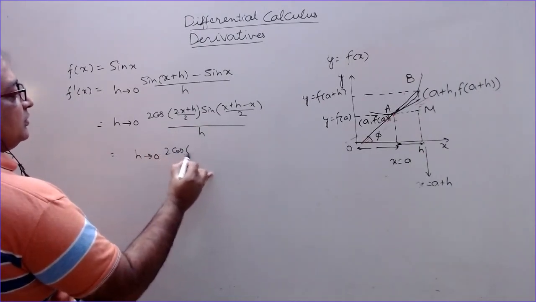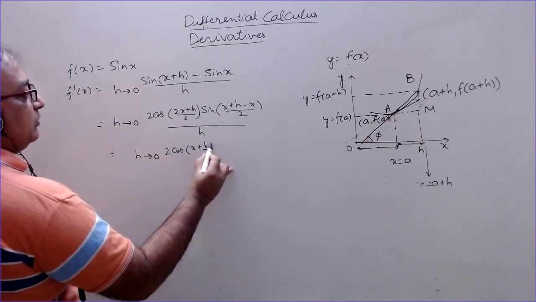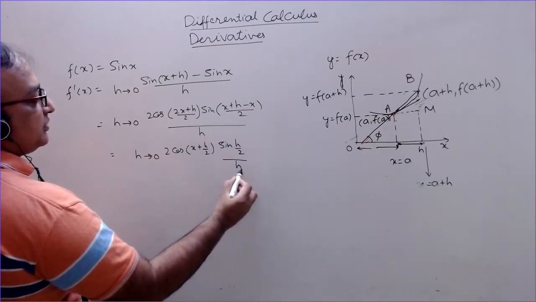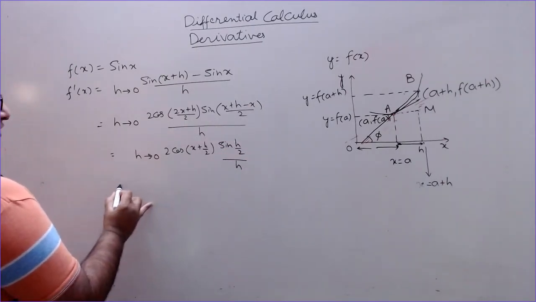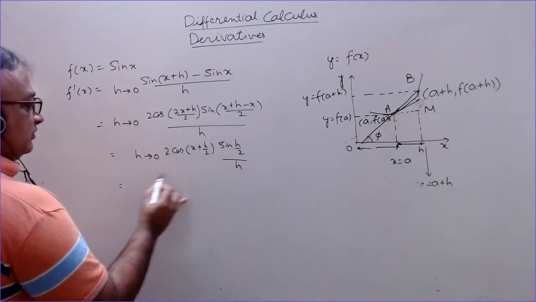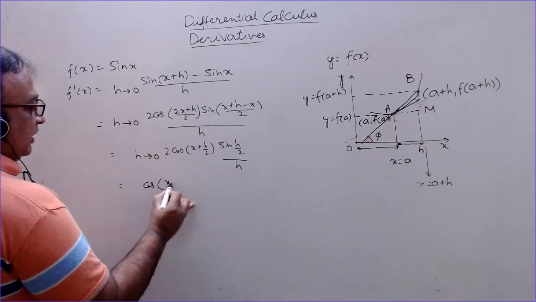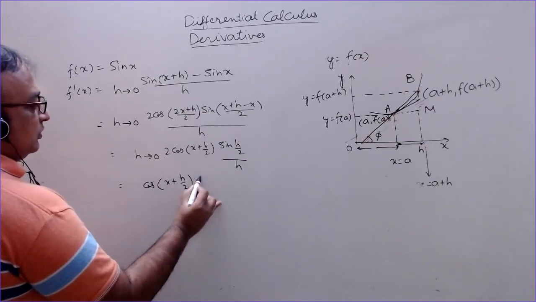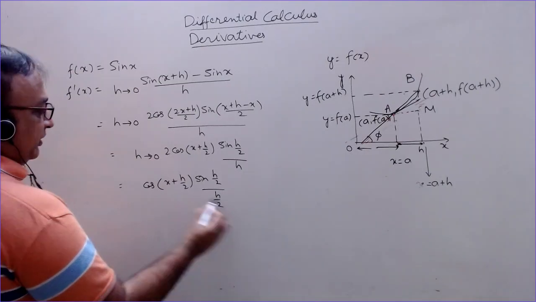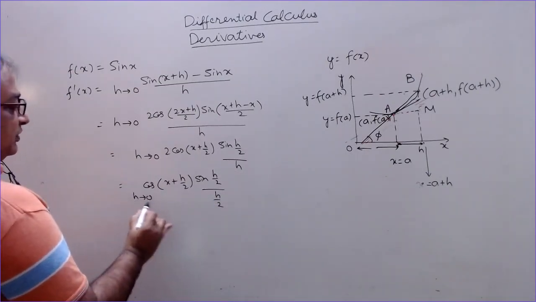2 cos((x+h)/2) sin(h/2) divided by h. So we can write this as, if you write 2 here, cos((x+h)/2) sin(h/2) divided by h/2, as h tends towards 0.